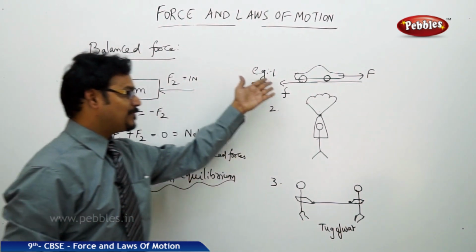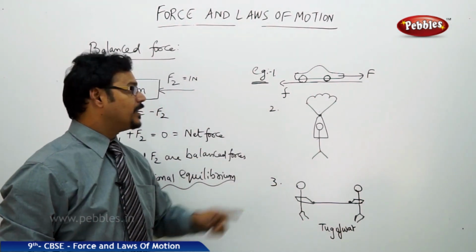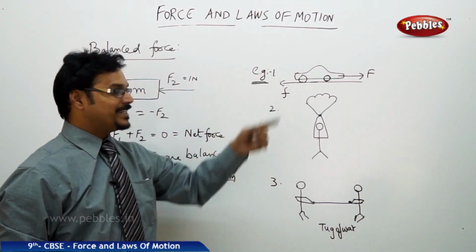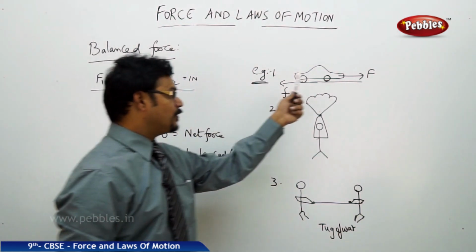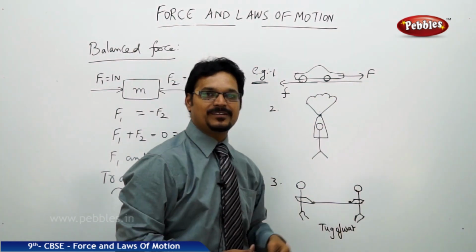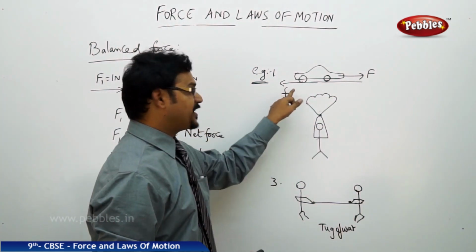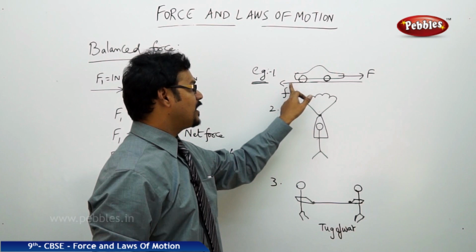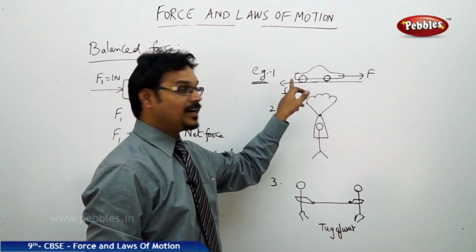Now see some practical examples here. A car is moving towards east. It is moving towards east because of engine force capital F. But there is friction between the wheels, the tires of the car, and the road.